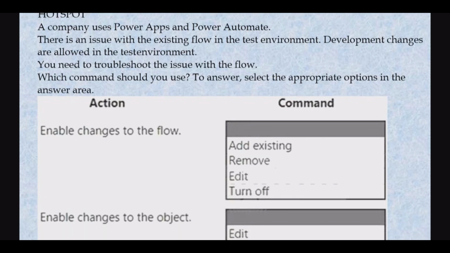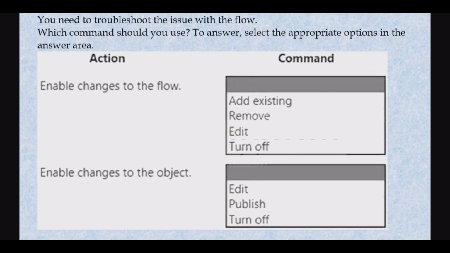See the actions and the commands. The action is to enable changes to the flow. The commands are add existing, remove, edit, or turn off. The action is to enable changes to the object. The commands are edit, publish, turn off.